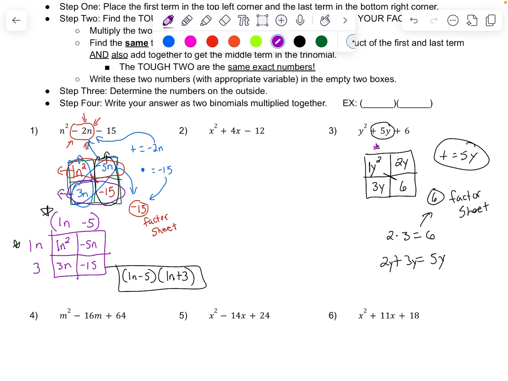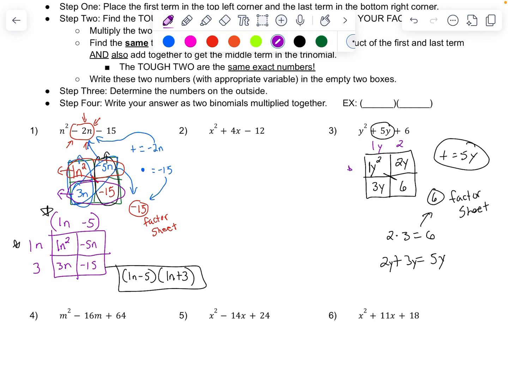Now, to get this star, I'm going to factor the 1y squared and the 3y. Well, the greatest number that 1 and 3 share is 1. Greatest common factor. The most amount of y's I can take, I have 2 and 1. They both have at least 1 y. Now, top right, 2y and 6. The greatest common factor of 2 and 6 is 2. Do they both have a y? No. So we're done with the top row.